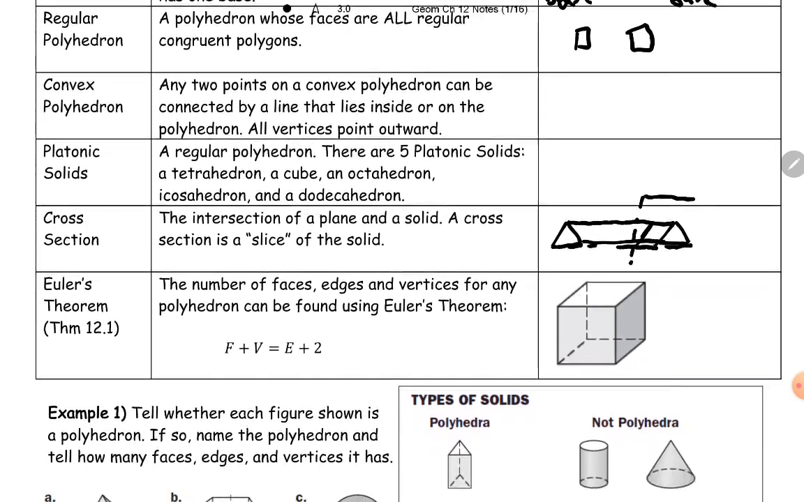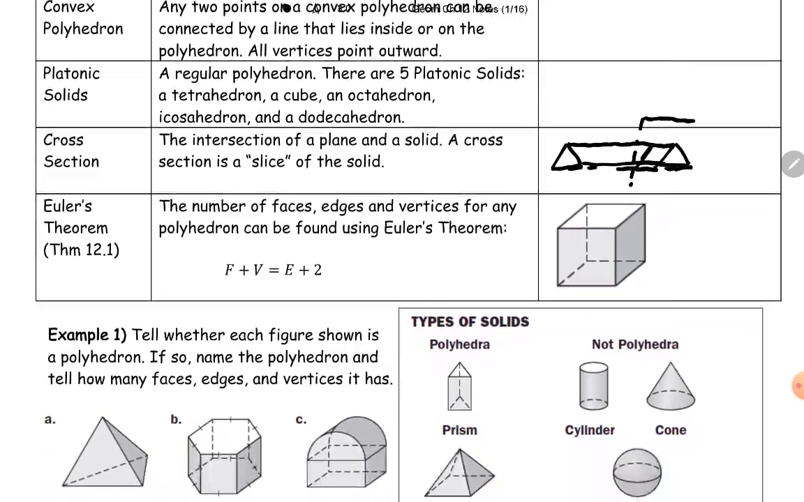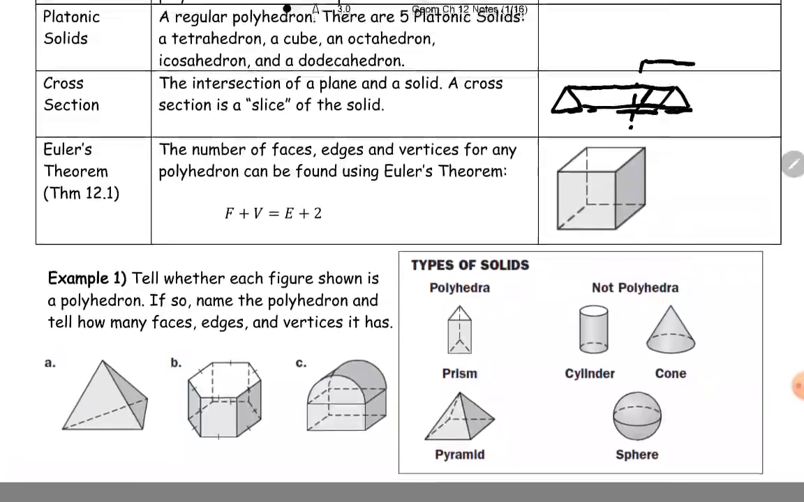And then we got Euler's theorem. The number of faces, edges, and vertices for any polyhedron can be found using Euler's theorem. So F stands for the number of faces, V stands for the number of vertices or corners, and E stands for edges. Faces plus vertices is equal to the number of edges plus 2.